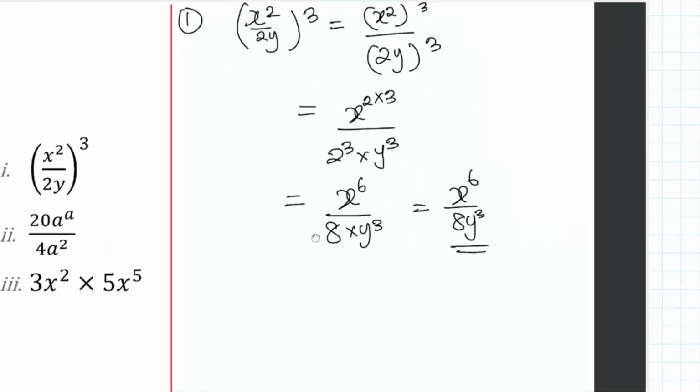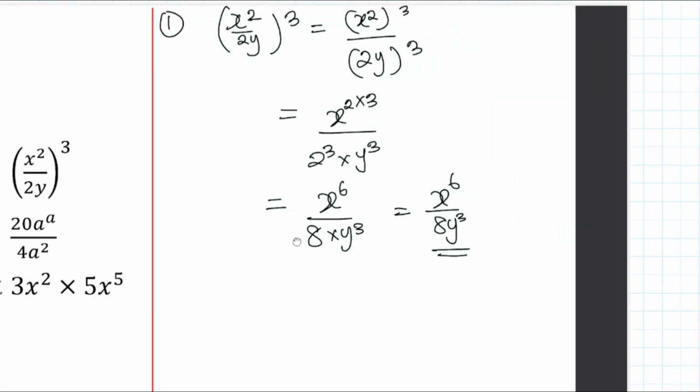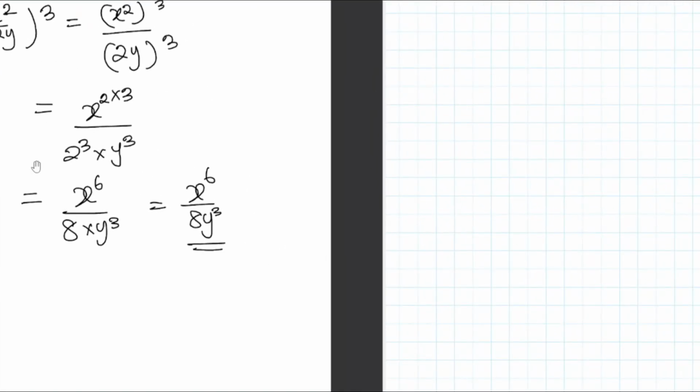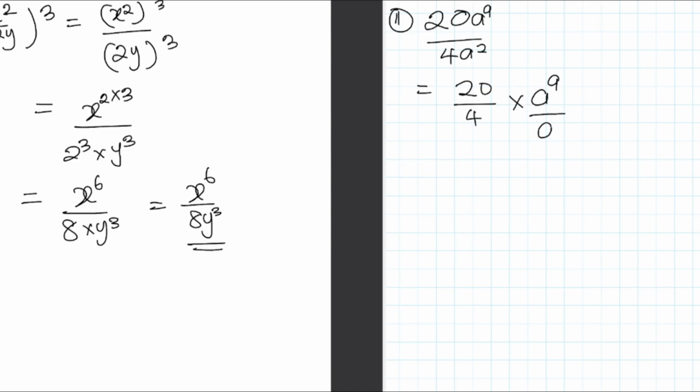So for number 2, we have 20a raised to power 9. Okay, so that should be 9. Sorry, guys. 20a raised to power 9 all over 4a squared. Okay, so 20a raised to power 9 all over 4a squared. We're going to have this. Number 2, 20a raised to power 9 all over 4a squared. Okay, remember collecting like terms when you have a number and a letter. So we have 20 over 4 times a raised to power 9 over a squared.